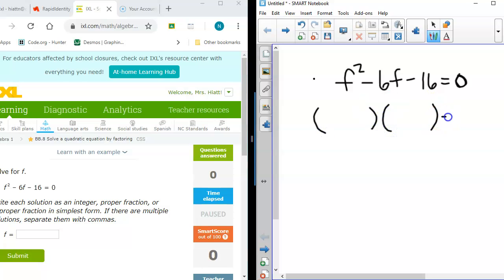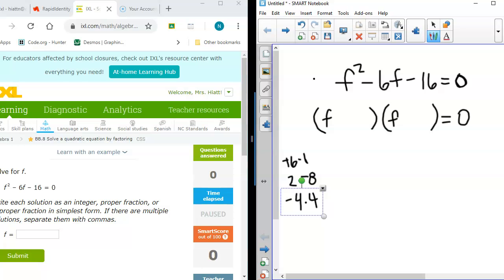two sets of parentheses. Okay, so to get f squared, I'm going to have an f and an f. And then I need to think of the numbers I could multiply together to get negative 16. So for negative 16, I could do negative 16 and 1. I could multiply 2 times negative 8. I could do negative 4 times 4. And as I'm looking at these, the 2 and negative 8 is looking like what I should probably use, because 2 plus negative 8 would give me negative 6, which is the middle number that I have.